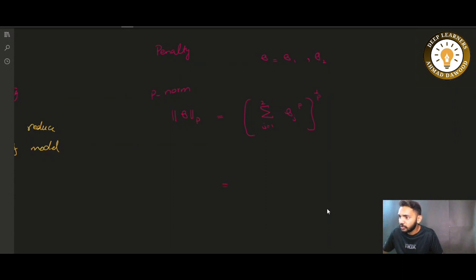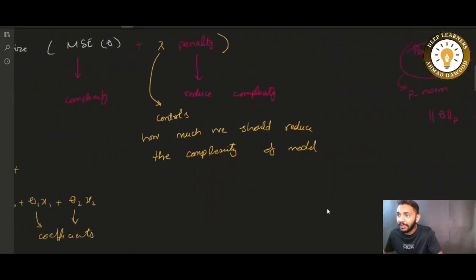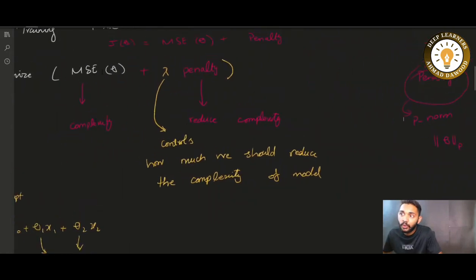In other words, you can write it this way: under root p, theta 1 raised to the power p plus theta 2 raised to the power p. Here you can say p norm of theta. We usually use this function as our penalty, the p norm of thetas. Just like mean square error is a function of thetas, in the same way the penalty is also a function of thetas, in which we don't have any other factors like y or x. We have only thetas, only coefficients.